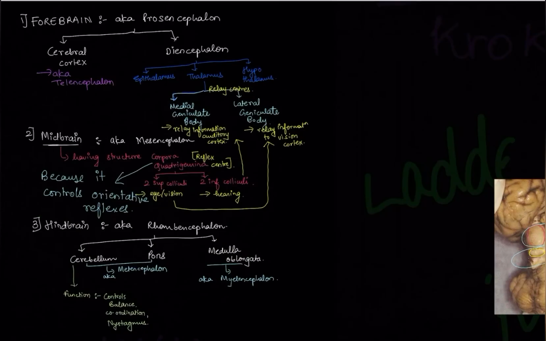So now let's revise what we have studied till now. Our brain was divided into how many parts? Three parts: the forebrain, the midbrain, and the hindbrain. The forebrain is also known as what? Prosencephalon. It has two structures: the cerebral cortex, which is also known as telencephalon, and the diencephalon. And the diencephalon is further divided into three parts: epithalamus, thalamus, and hypothalamus.